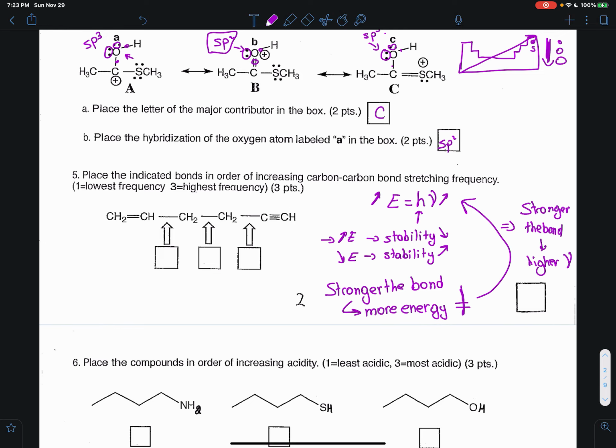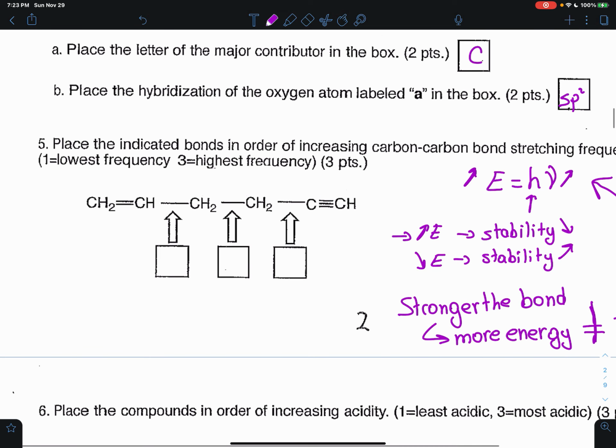So knowing that, before I start comparing the bonds just based on nothing, I have to do the hybridization of every single carbon that's related to this connection. So this carbon, this carbon, this carbon, and this carbon. So this carbon right here is going to be 1, 2, 3. So that's an sp2 hybridized carbon. The one next to it, the CH2 right here, is going to be sp3 hybridized. This one is also sp3 hybridized. And then the last one is going to be sp hybridized.